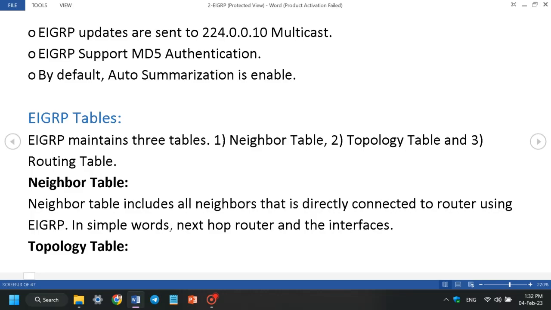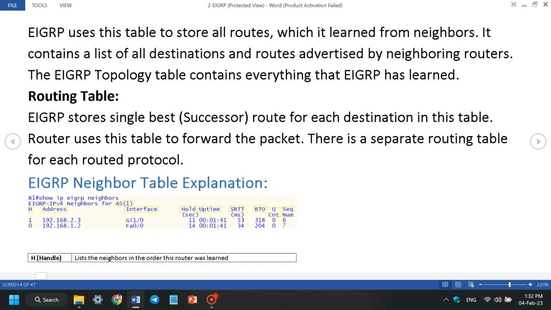The second table is the topology table. EIGRP uses this table to store all routes which are learned from neighbors. It contains a list of all destinations and routes advertised by neighboring routers. The EIGRP topology table contains everything EIGRP has learned.